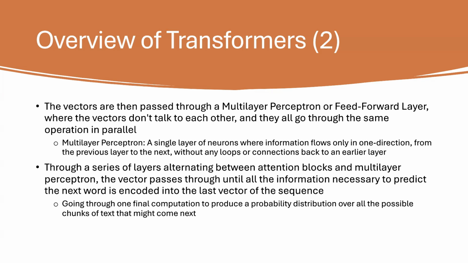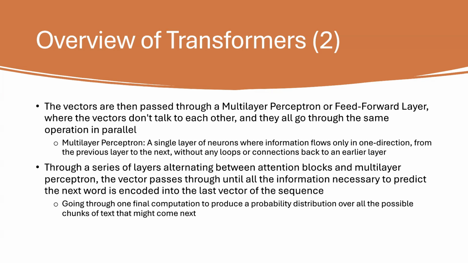There are a series of layers alternating between the attention blocks and multi-layer perceptrons. The vector passes through until all the information necessary to predict the next word is encoded into the last vector of the sequence, going through one final computation to produce a probability distribution over all the possible chunks of text that might come next.